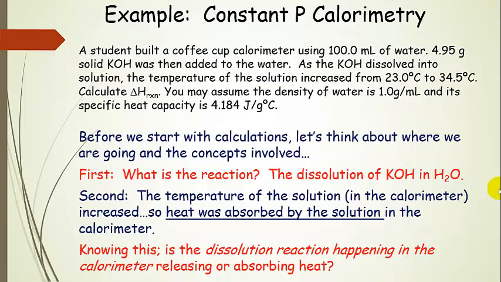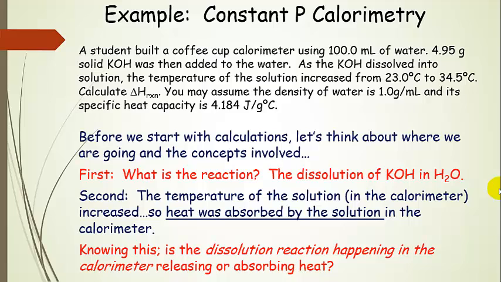Okay, so before we start with calculations, let's think about where we're going and the concepts involved. First off, what are we measuring? What's the reaction? We are measuring the heat change during the dissolution of potassium hydroxide in water. Now, the temperature of the solution in the calorimeter increased, so heat was absorbed by the solution in the calorimeter. So knowing this, is that dissolution reaction releasing or absorbing heat? Is it exo or endothermic? Think about that for a second.